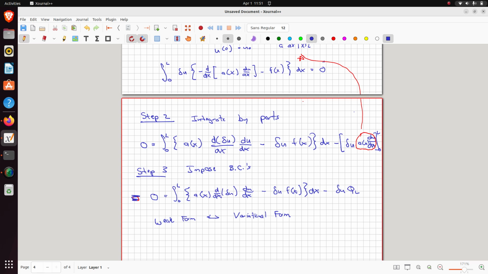We reduce the differentiability of the solution. We've weakened the continuity requirement, right? So look at the original equation. In strong form, if you distribute the d dx, you end up with d squared u dx squared. So u has to have two derivatives, right?